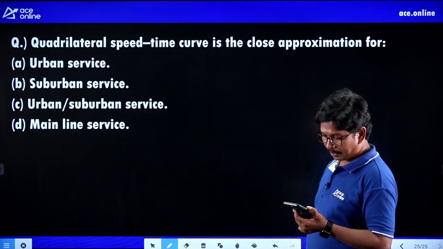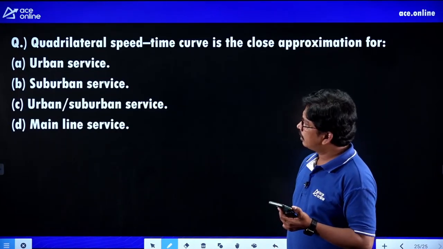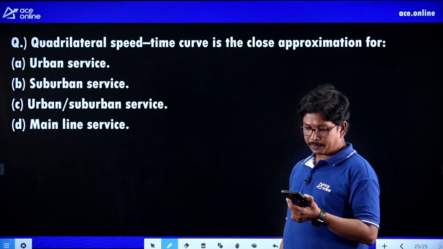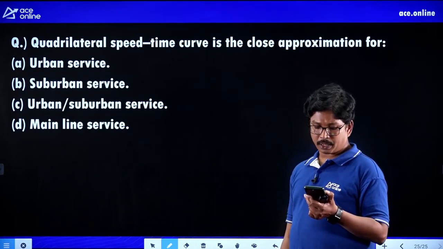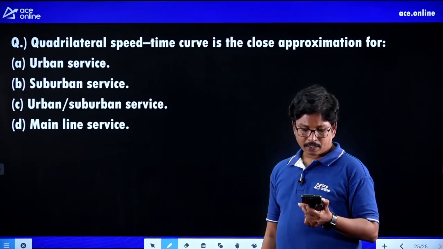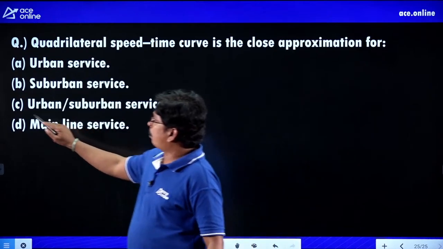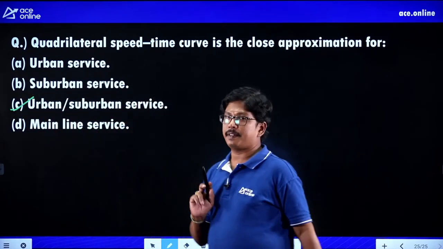Yes, C, Uday Kiran. So it will be C, Venkateshwarlu. Not only suburban services, it will be both urban and suburban services where we are using the quadrilateral speed time curve characteristics. Clear students? So this is the correct option we are having.